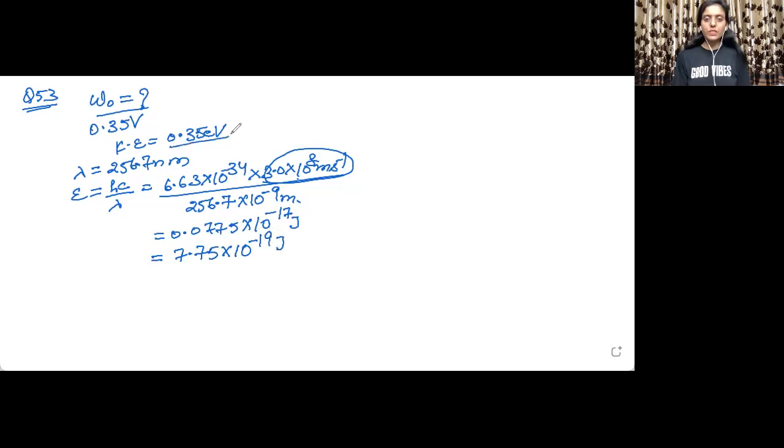Now we have the kinetic energy in electron volt, and the total energy in joule. We need to find out the work function. So kinetic energy is equal to h nu minus h nu naught. We need to find out h nu naught. So h nu naught will be equal to the total energy minus the kinetic energy.